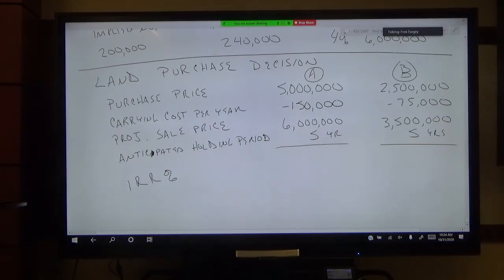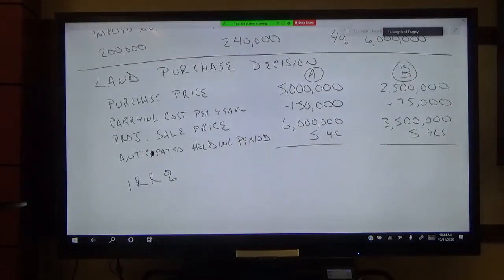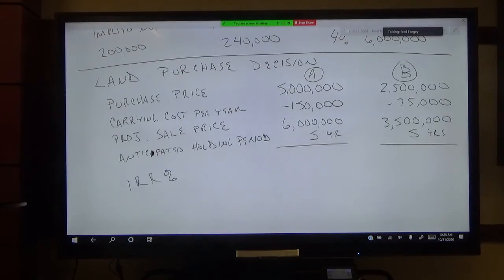Now, what I will tell you, just off the bat, the most common mistake is people treating the carrying cost as income, not as expenses. In other words, making it a positive number instead of a negative number is the most common mistake. All right? So, let's set these up real quick.